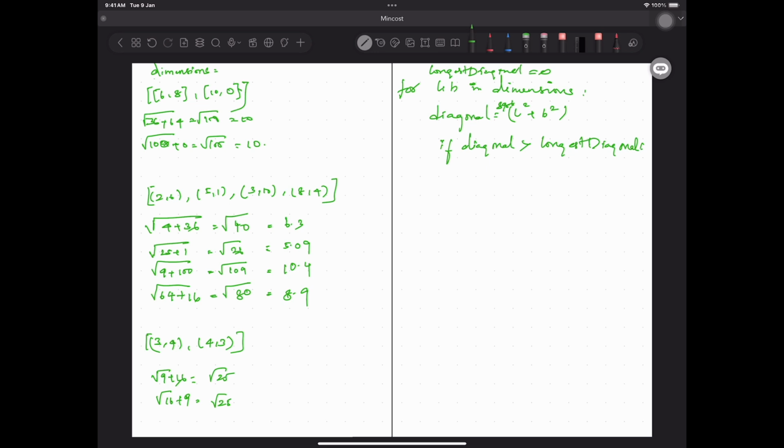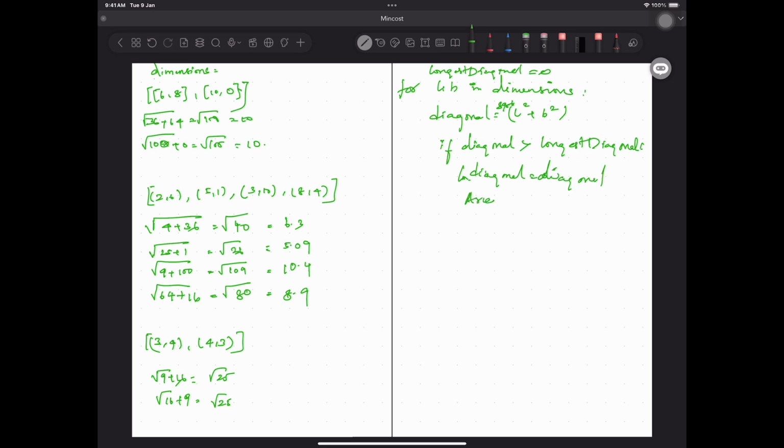So now the diagonal is greater than the longest diagonal. Which means 10.04 is greater than the above, right? So obviously what we'll be doing is updating the longest diagonal to the current diagonal, because it's greater than that.